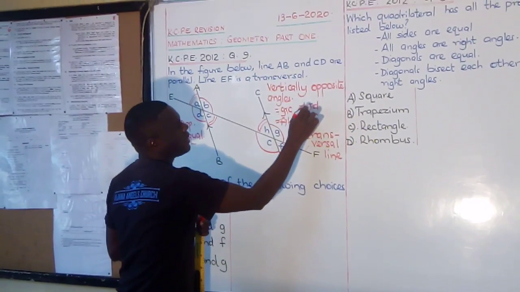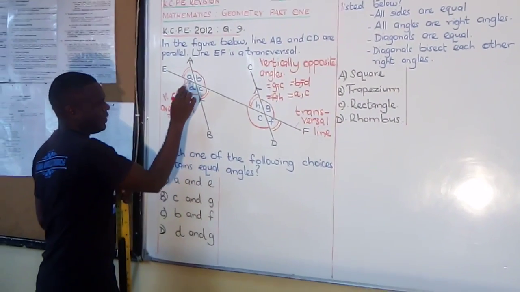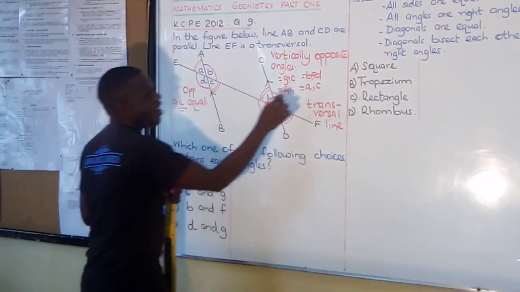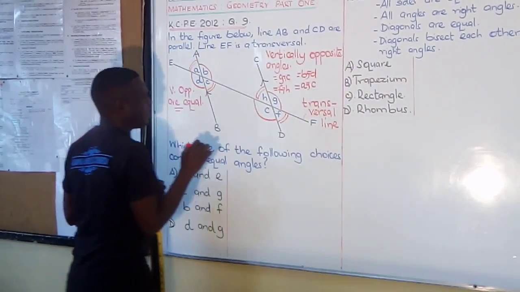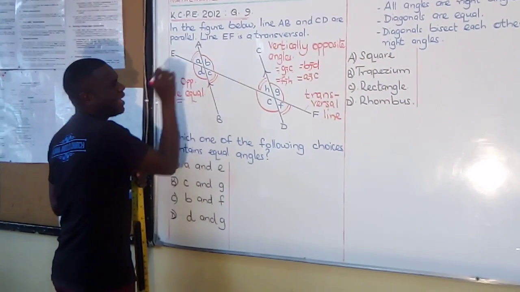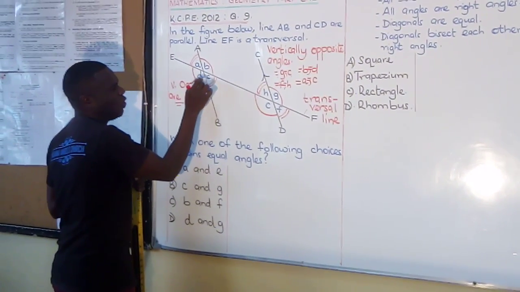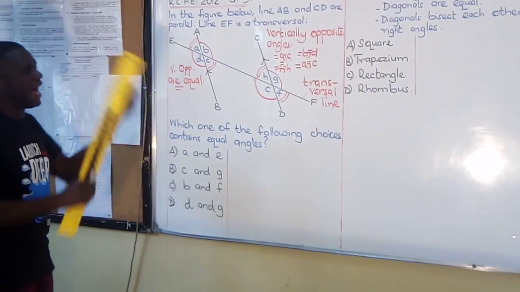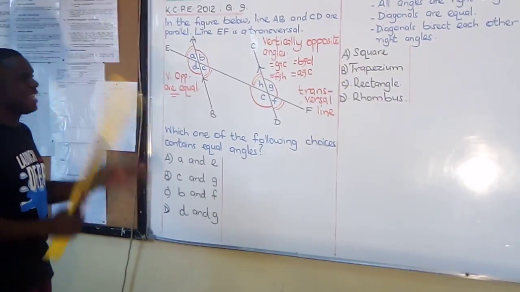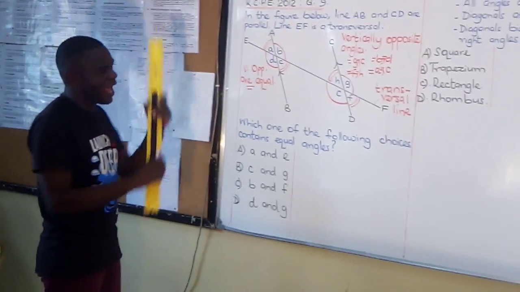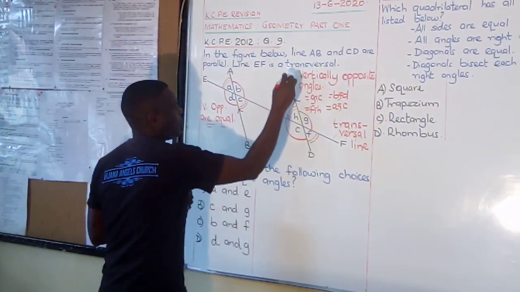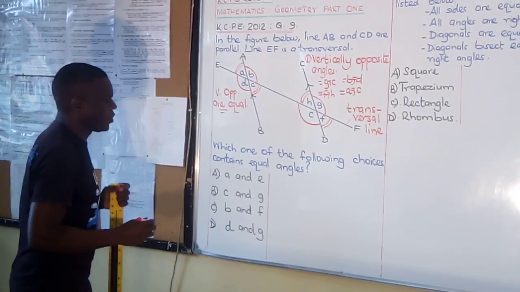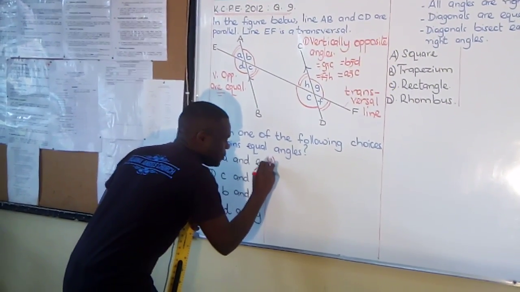Angle B is equal to angle D. This angle B has the same measurement as angle D. Angle A is equal to angle C. The measurement of angle A is the same as the measurement of angle C. And so, vertically opposite angles are equal. Each pair contains equal angles. That is point number one, boys and girls. Now, let's look at another aspect. Corresponding angles, point number two.